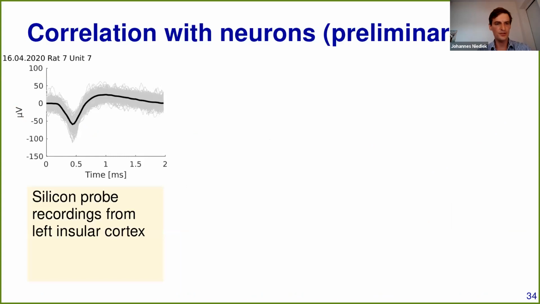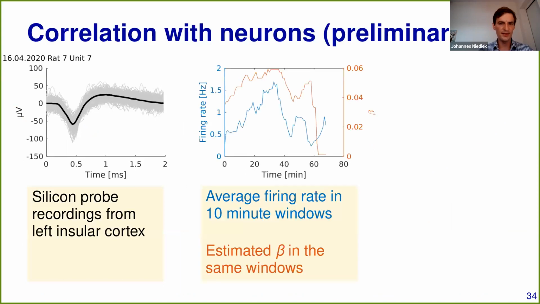One last thing, which is quite preliminary, but I think nevertheless interesting, is we also recorded neural activity from, in this case, the left insular cortex of our rats. And here you see some example action potentials. Now we went into individual sessions. So instead of computing the best fitting beta for an entire session as before, we now went to overlapping 10-minute windows, and we computed the best fitting beta for each such window, and also the average firing rate of the neuron.